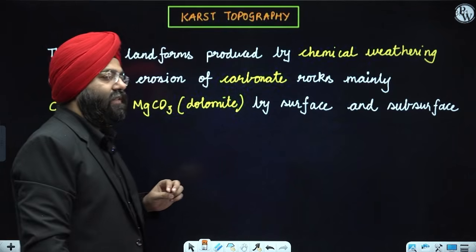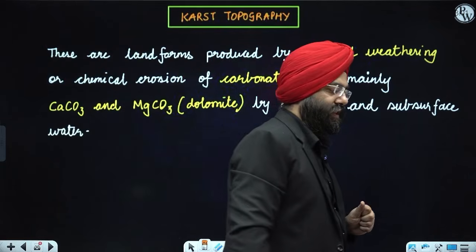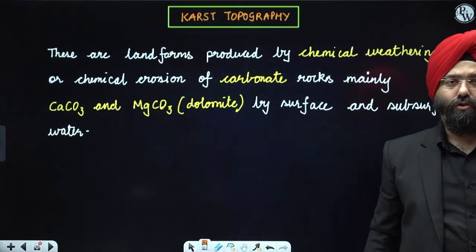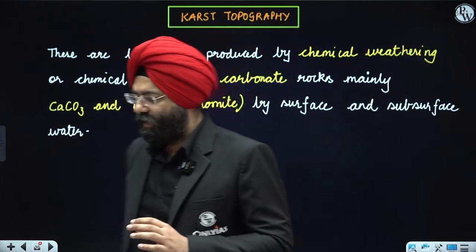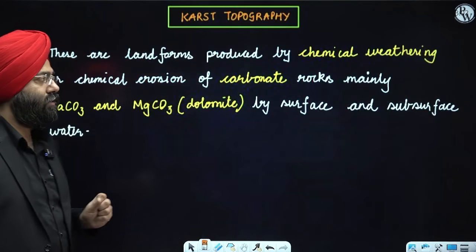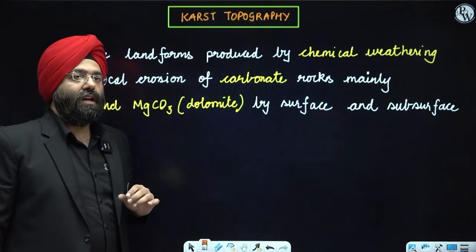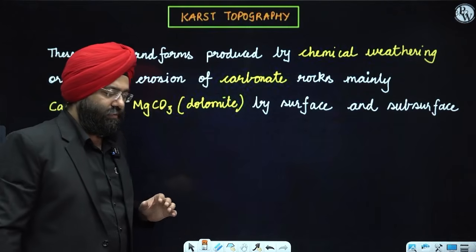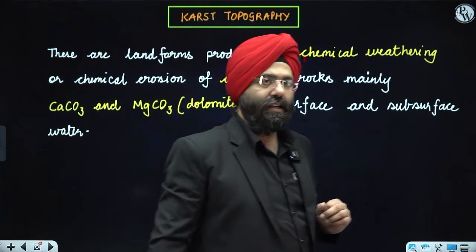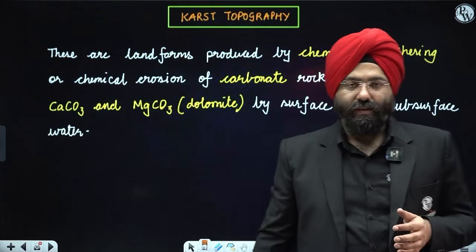Now this is something very, very important and very interesting also. This is generally not taught to the students. Students do not study them, but this is very important from the civil services examination also. Now, when I talk about karst topography, this basically refers to the chemical weathering processes that take place in the region where limestones are present again, right?